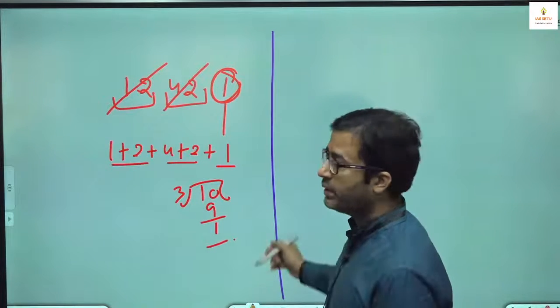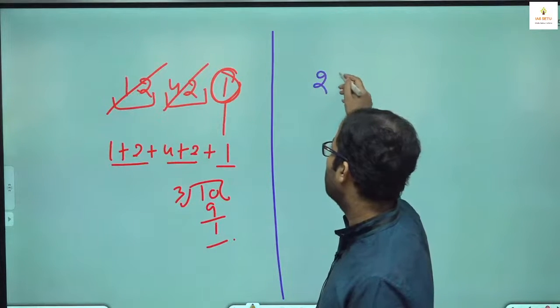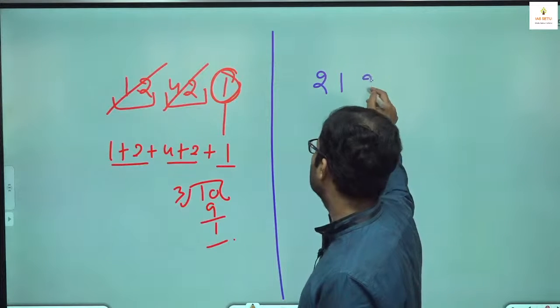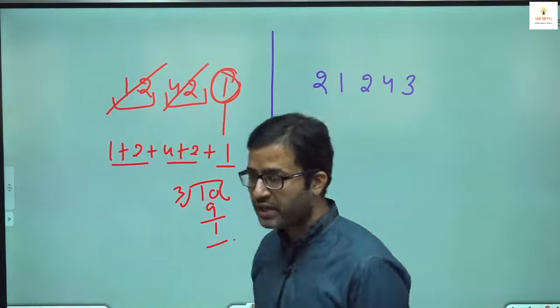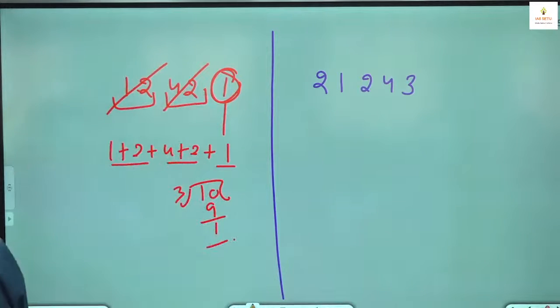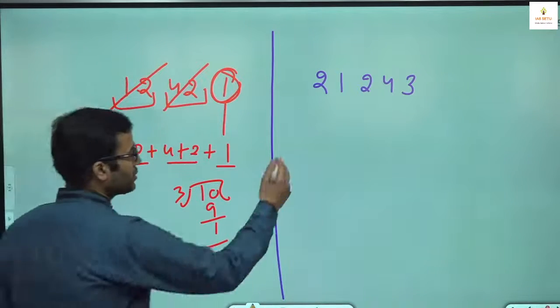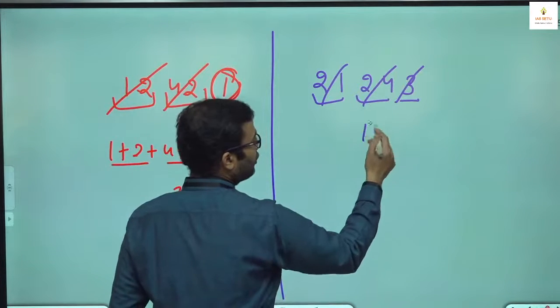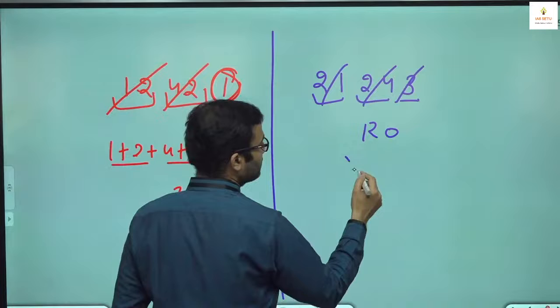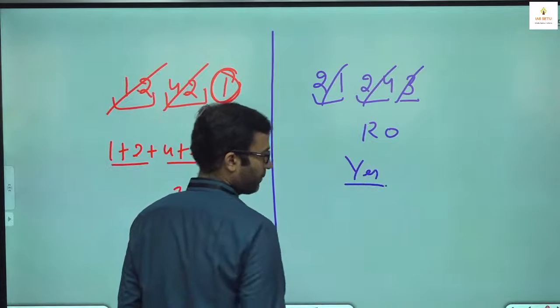Like for example, if I ask you 21,243, check if this number is divisible by 3. Yes, this is 3 cancel, this is 6 cancel, this is 3 cancel, your remainder 0. So yes, this number is divisible by 3.